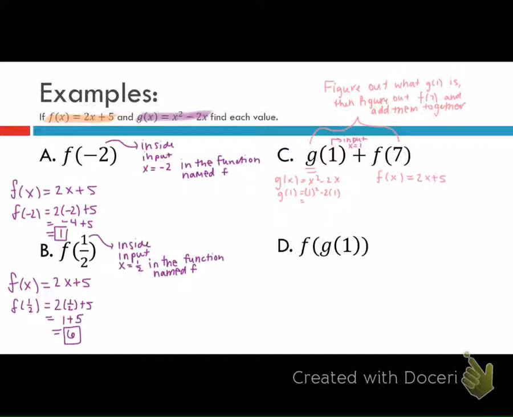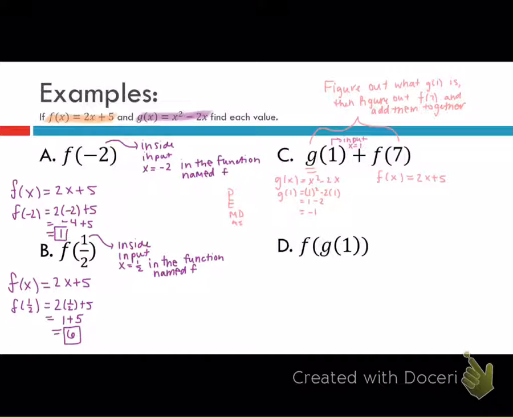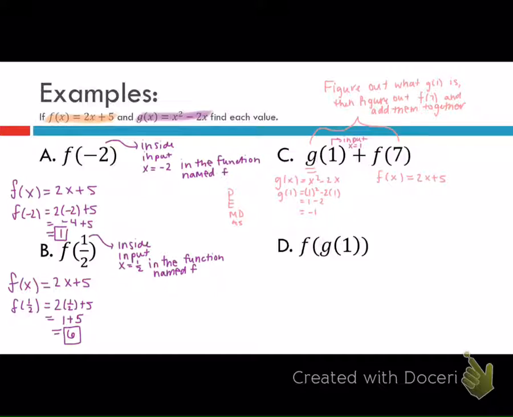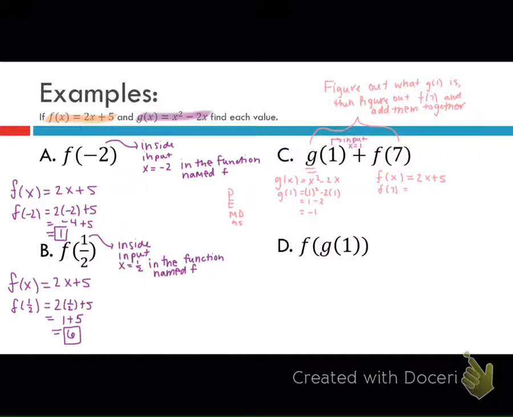1 squared, following order of operations, remember, exponents come before multiplication, division, addition, or subtraction. So 1 minus 2, which is negative 1. Okay, Kaylee, if I do f of 7, what does that mean for the right side? 2 times 7 plus 1. Perfect.